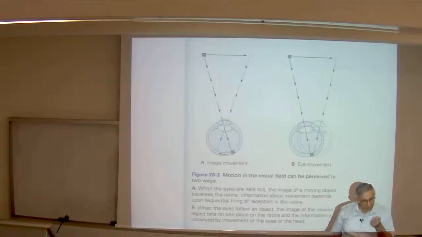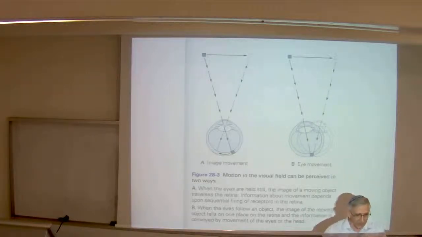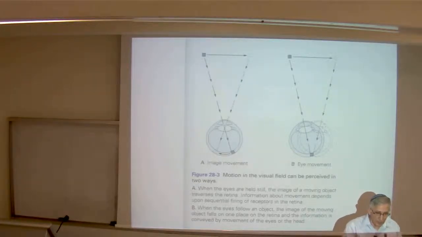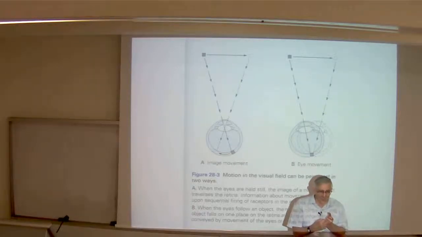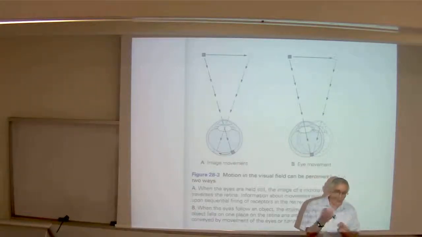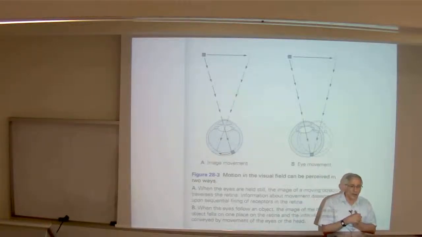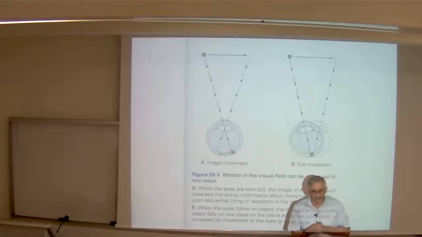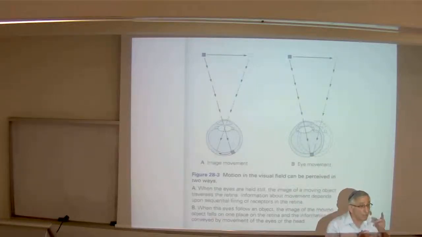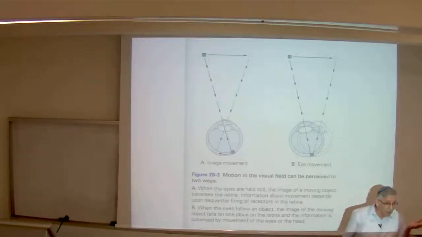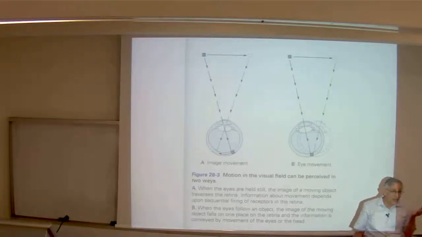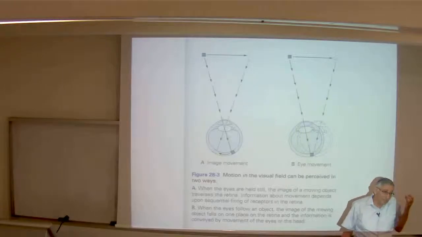So we have to compare eye motion with image motion. If the image motion is steady, but the eyes moved, then I know something moved. Okay? How do I know that my eyes moved? Very good. The motor cortex made them move. So therefore, the brain should know.